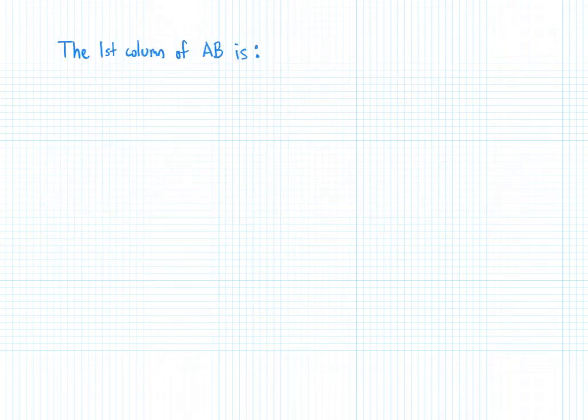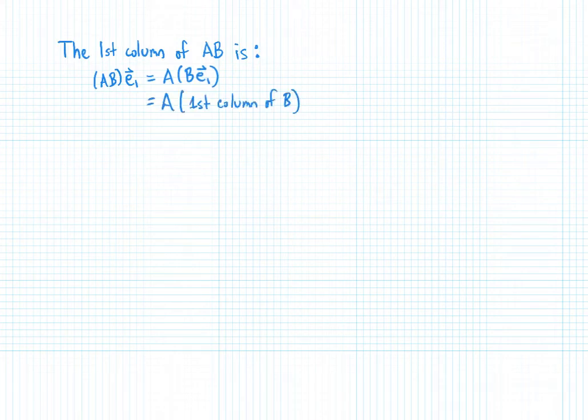Okay, so what is AB? Well, we're going to learn how you can calculate it column by column. From what I just said on the previous slide, we know that the first column of AB is AB times E1. And from the work that was done on the previous slide, we can rewrite this as A times (B times E1), with the parentheses changed. And now we can use the fact that B times E1 is the first column of B.